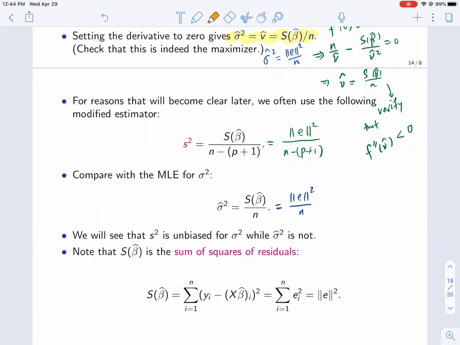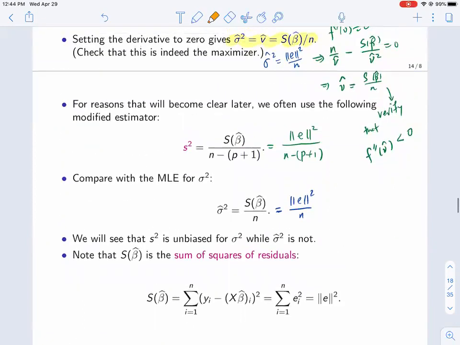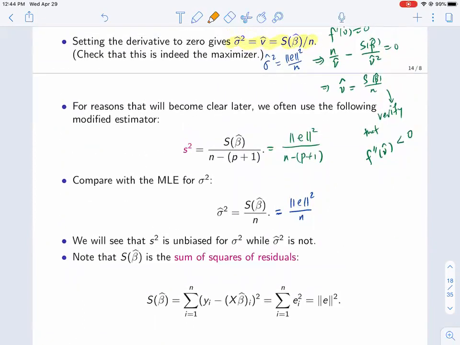Okay, so S squared is unbiased for sigma squared, and this MLE is not. So we'll see that shortly. Okay, so this was as far as we got last time. Questions?